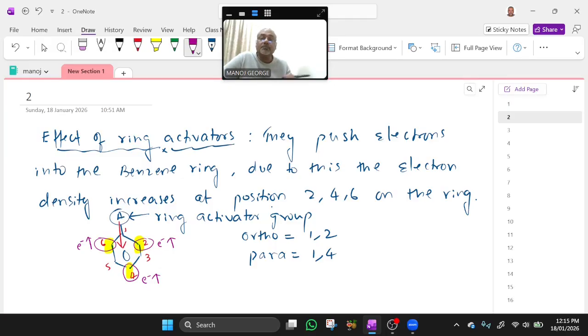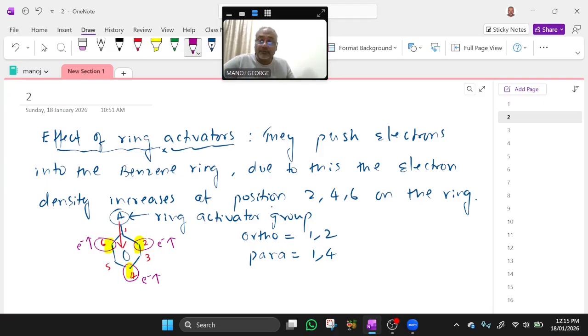So basically you could predict where the electrophile, which is the positively charged ion, is going to come, because there is a high electron-rich area in position 2, 4, 6. We don't have to know why this is caused. That is not a part of our relevant syllabus.